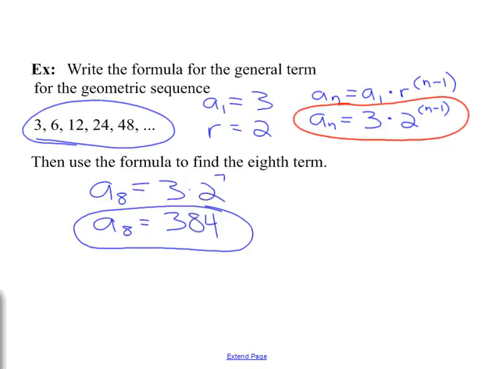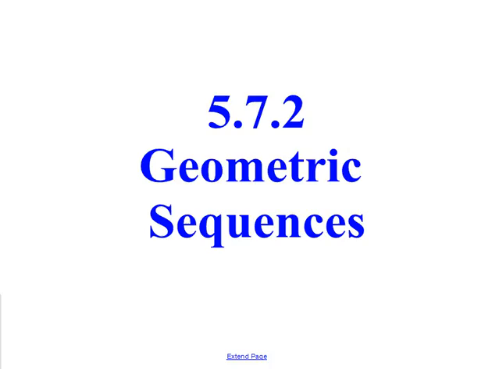So that's a look at a couple different examples on using the formula for the general term a sub n and how you can use that formula to find a specific term of a geometric sequence. This has been section 5.7.2 on geometric sequences.